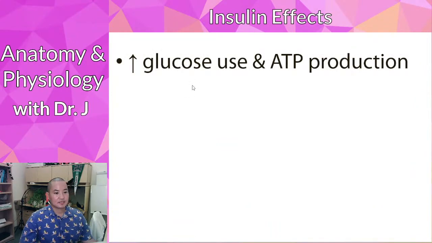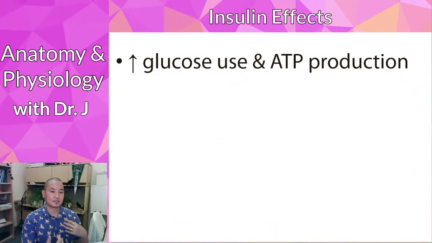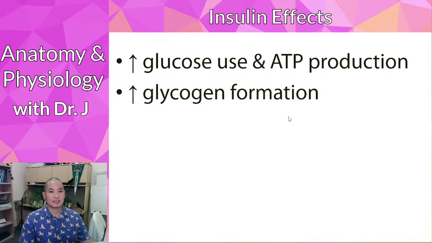And insulin effects, so again, what's it going to do? Because it's feeding your cells by moving sugar from the bloodstream into your cells, it's going to cause your cells to use that glucose and increase its energy production. And if there's too much glucose and your cells can't use up the glucose quickly enough, then they might store it as glycogen.